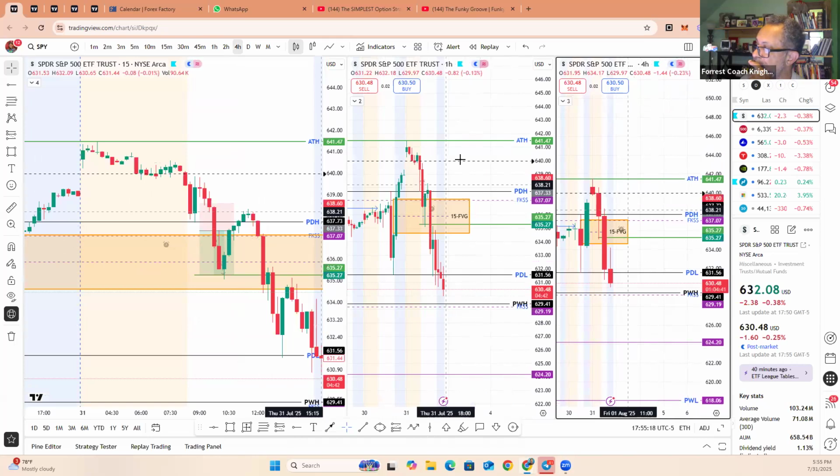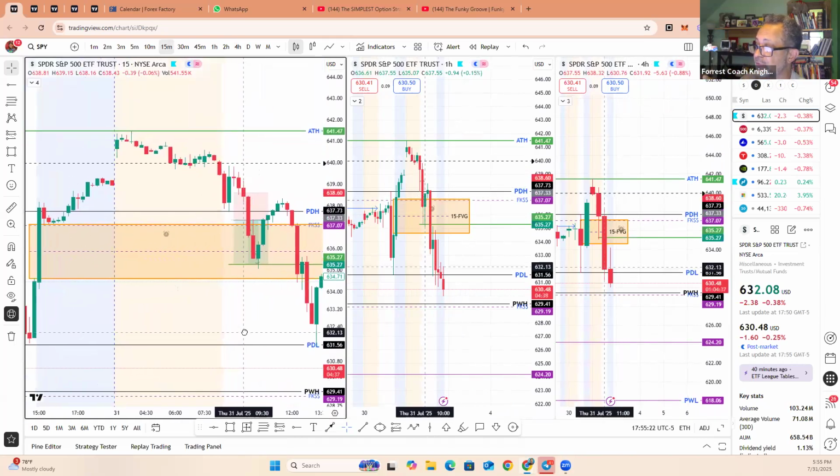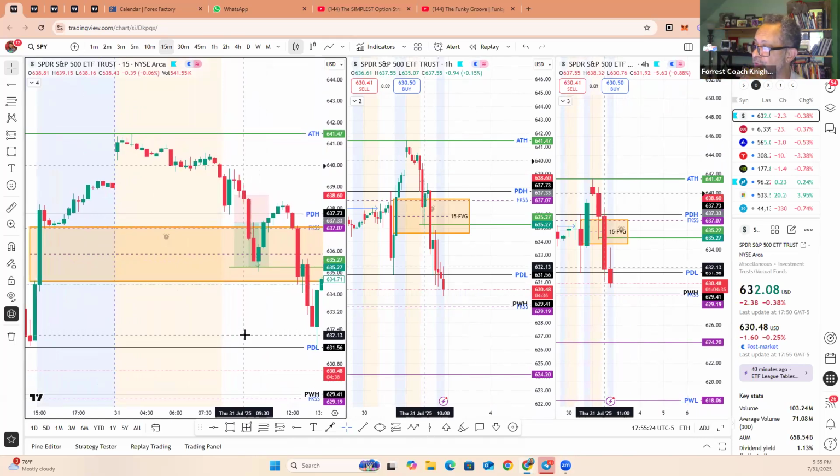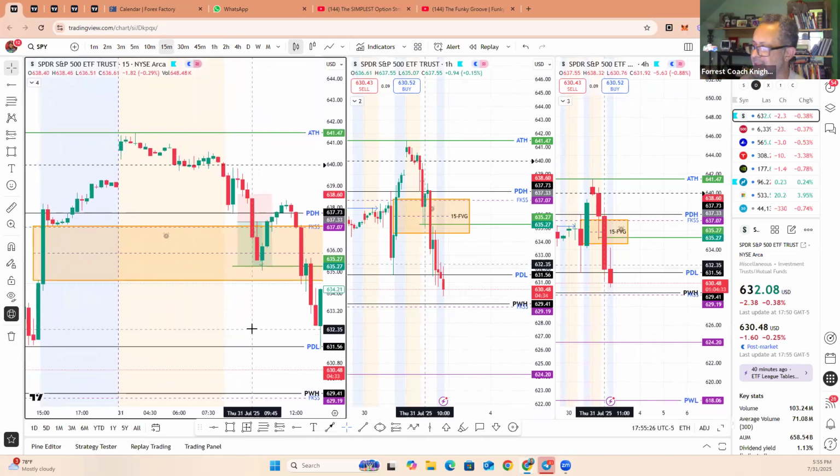I turned on extended trading hours because I want to see, and this is easy for me, I do this on SPX, but I'm showing those for people that trade SPY, and it's going to apply to anything. It doesn't matter. I want to go back.